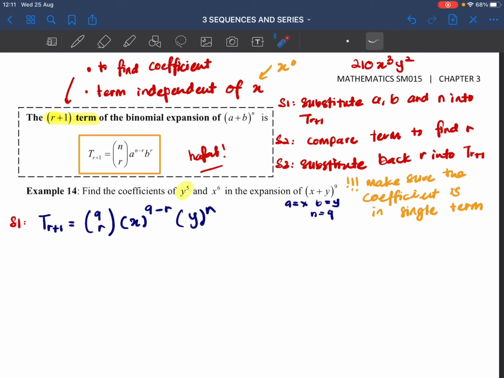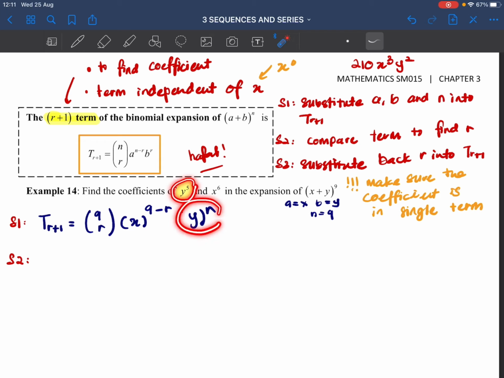Okay, so that is your index rule. Make it as simple as possible. So now it is already the simplest, so we just move on to step 2, which is we have to find our r. So we have the coefficient of y^5.